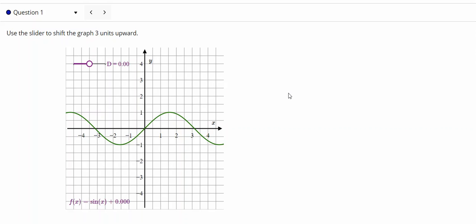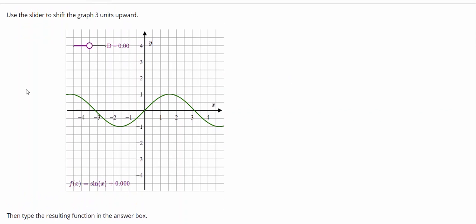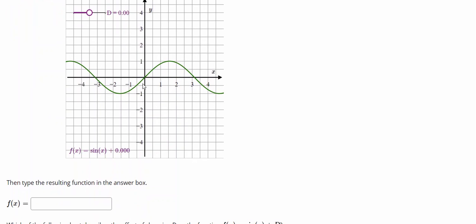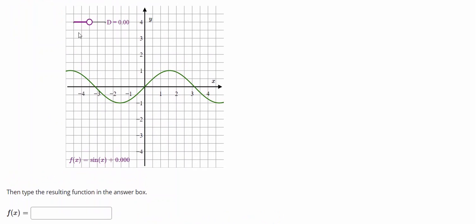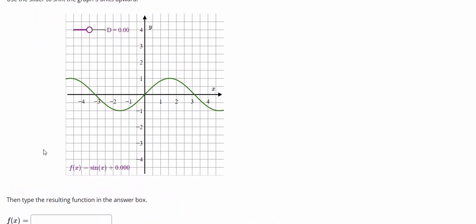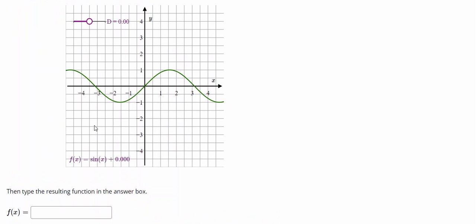All right, let's just go through a few example questions here. So for this first one, it just says use the slider to shift the graph 3 units upward. I just want you guys to get the hang of seeing what happens when you change your D value, right? Because if you look at this, our D value is the one hanging off the end. So as I change this one, the graph is moving up and down, just like I kind of showed you in the video there, right?